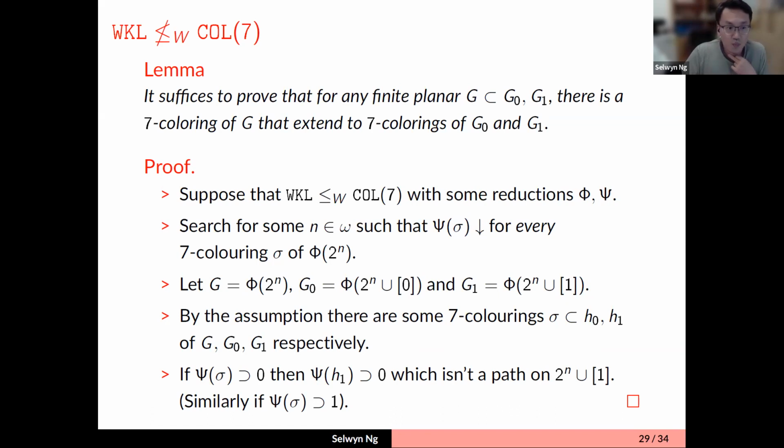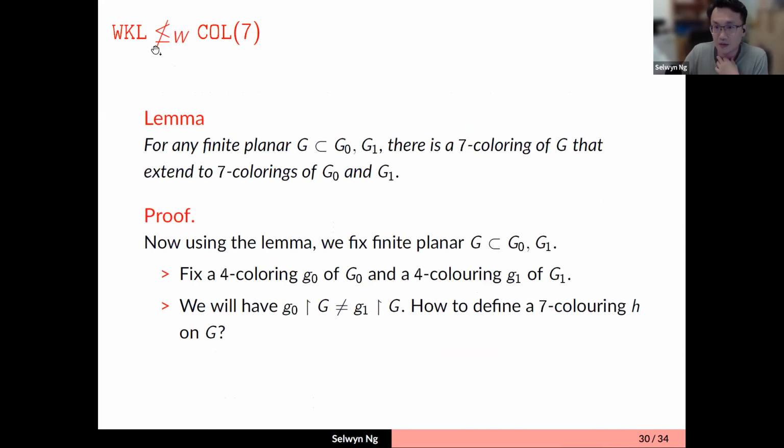Right, so given this graph theoretic fact, you could in fact prove that it is equivalent to WKL not reducible to the 7-color theorem. One then can obtain this. Okay, so finally, we're going to just quickly describe why the graph theoretic fact is true.